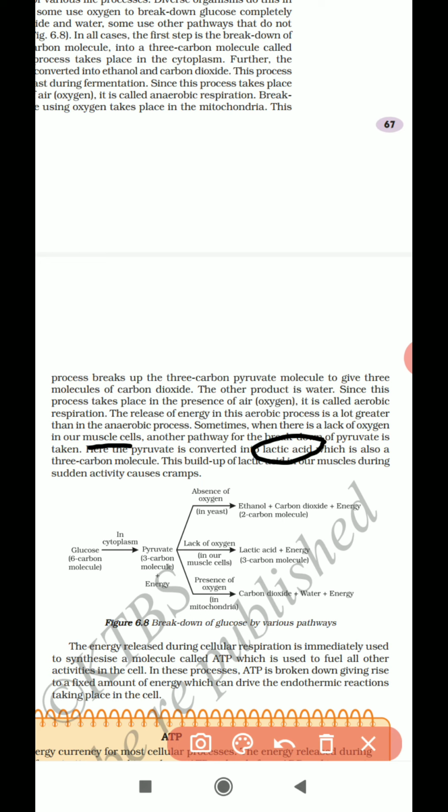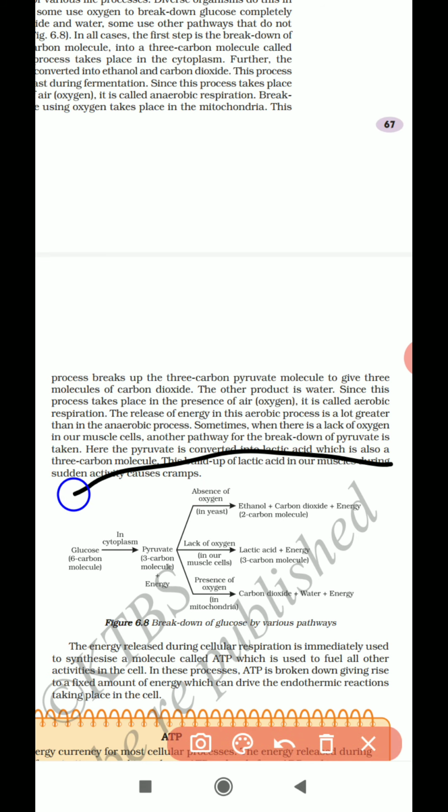So this takes place in the muscle cells of humans, where there will be a lack of oxygen. What do you mean by lack of oxygen? Lack of oxygen means less amount of oxygen, because in muscle cells there is no necessity of supplying more oxygen. In the sense, more oxygen will not reach the muscle cells, only a less amount of oxygen will reach the muscle cells. In that case, pyruvate, which is a 3 carbon molecule, will be broken down into lactic acid and energy is released, and lactic acid is again a 3 carbon molecule.